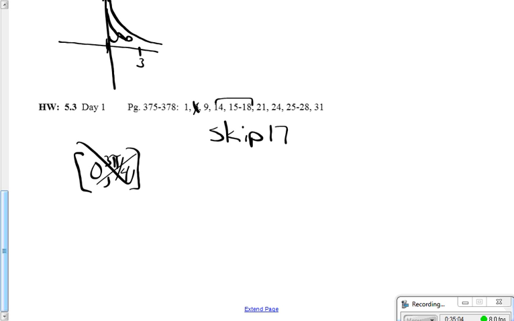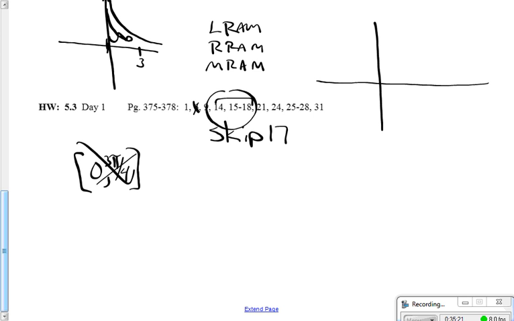On some of these, mostly in the range from 14 to 18, they ask you to find an LRAM, an RRAM, and an MRAM. I don't want you to do all of those because I don't think it's worth your time. But the point of the problems from 14 to 15 and 18 is they're going to start giving you functions that have rectangles that are not always above the axis. So don't do the LRAM, the RRAM, and the MRAM. Pick one. Do LRAMs. Doesn't matter. Do MRAMs. Well, LRAMs and RRAMs are probably easier. So whatever you'd like.